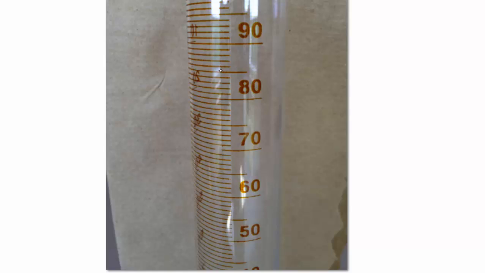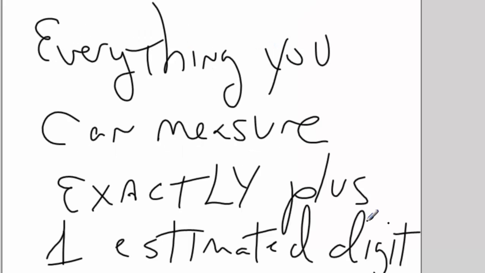Now, I cannot estimate beyond 1 digit. I can't say it's about a quarter up, so I'm going to say it's 81.25, because I can't tell the difference between 0.2 and 0.3. So in practice, significant figures are everything you can measure exactly plus 1 estimated digit. Every time you're in a lab, no matter what kind of glassware you are using to measure, it's always everything you can measure exactly plus 1 estimated digit. You always want the maximum number of significant figures you can possibly have.